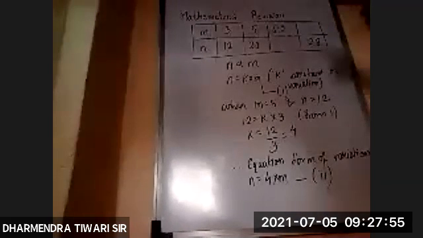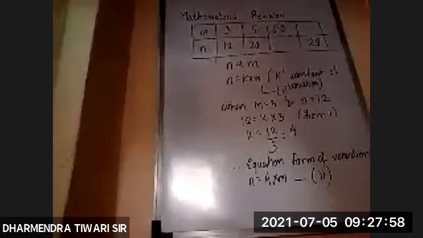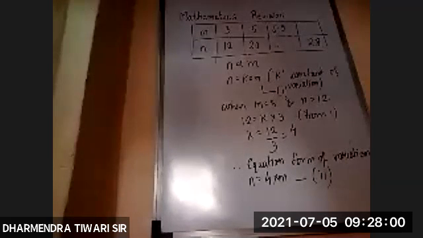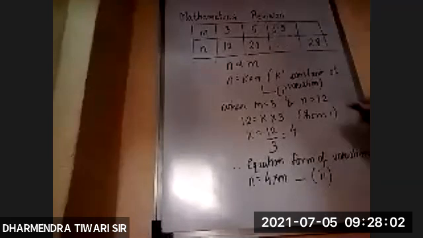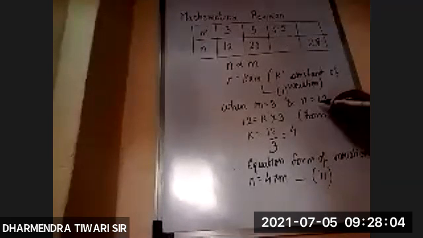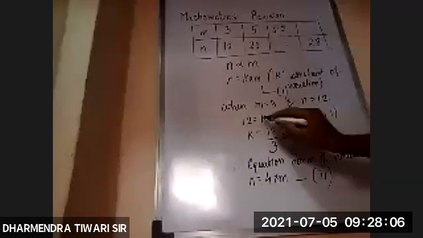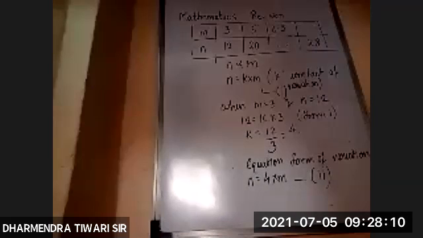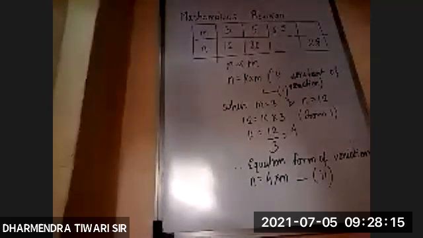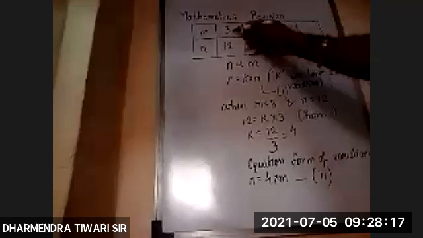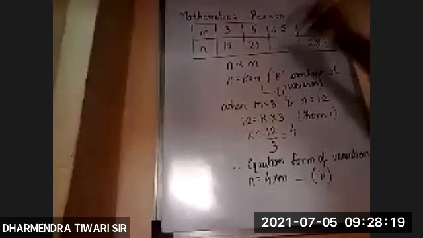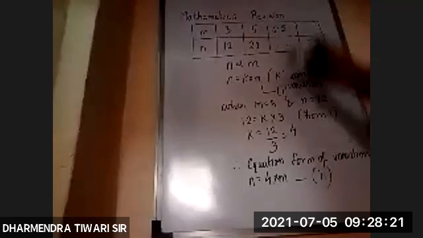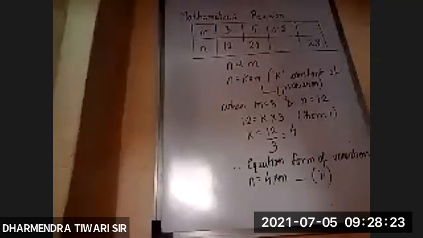Even if you substitute M as 5 and N as 20, N as 20 means 20 is equal to K into 5. You take 5 to that side, so you're getting K as 4, the same value. If you have any question in mind about why we took 3 and 12 and not 5 and 20, you can even take 5 and 20, and you will get the same answer. You can try it by yourself if you want.